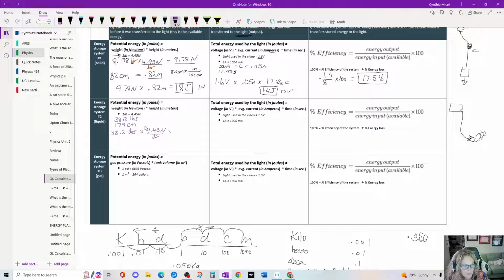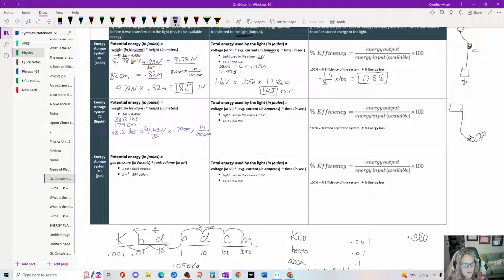And then I'm going to do this all in one string just to see if you understand what I'm doing. So then I also need to times it by 179 centimeters, which I know there's 100 centimeters in 1 meter. So I can cross this out. So in this problem, instead of doing two equations, I just did it in one big long string of equations.